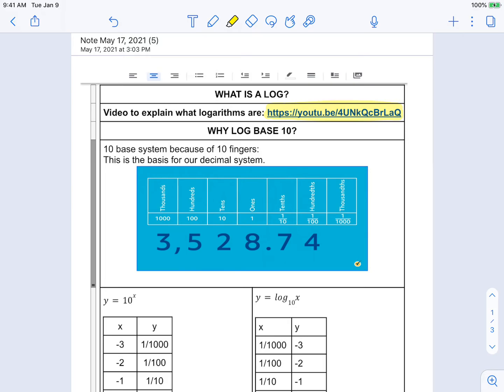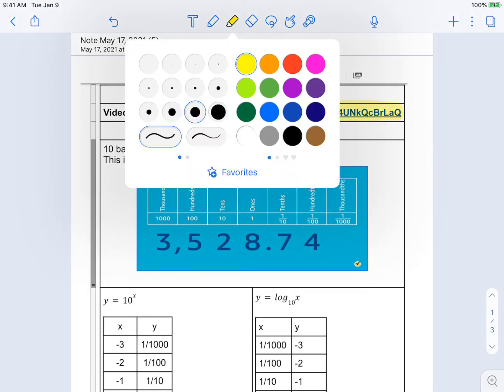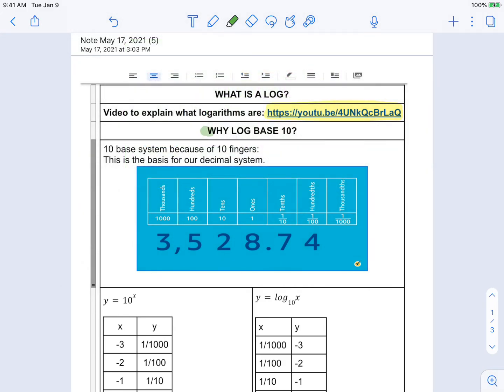One of the things we want to talk about is why log base 10. I'm talking about this part right here. So why log base 10? We did log base 10 basically because we've got 10 fingers. We use 10 for our number system.